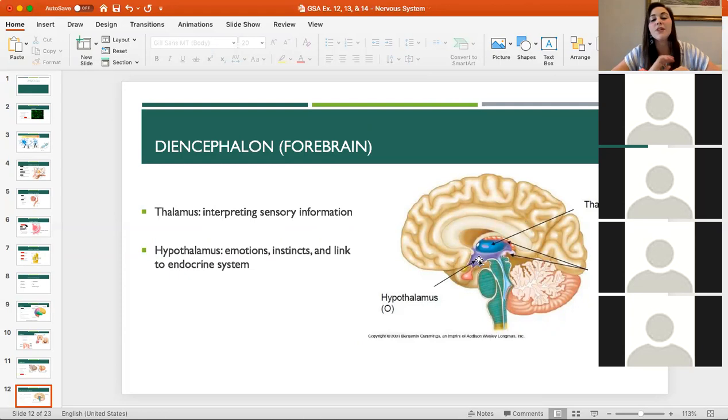Our thalamus is going to be working to interpret lots of different types of sensory information, and our hypothalamus is going to be linked to the endocrine system, but also works with our emotions and instincts, okay? I know these seem like really broad, really vague definitions, and that's because they are. There is so much more to both of these parts of the brain than what I'm listing, but this is just all we want you to know. We just want to keep it simple for lab.